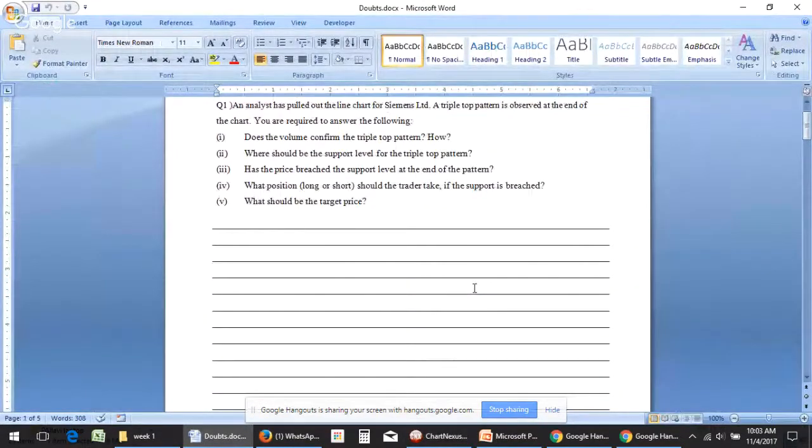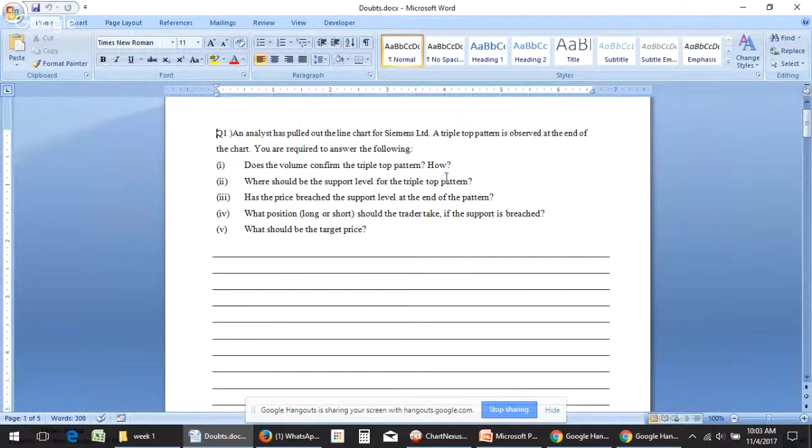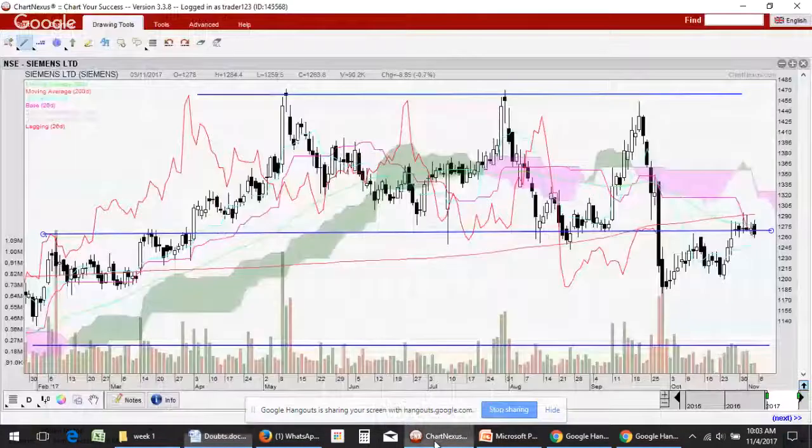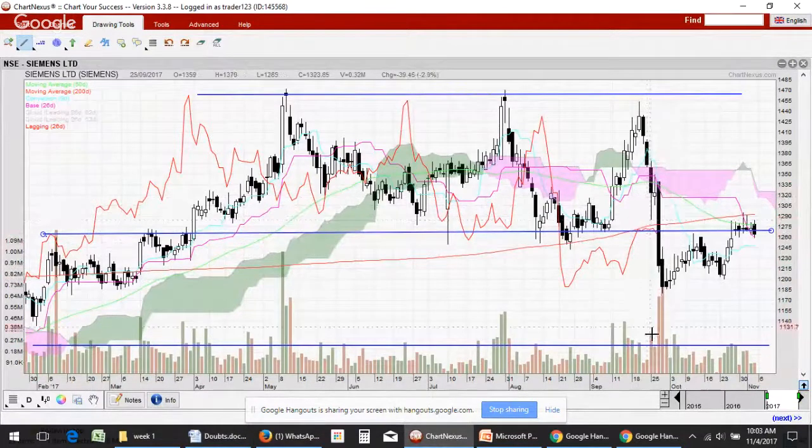The first question is, does the volume confirm the triple top pattern? Looking at this, here's the volume at the bottom, and here's the break of the triple top right here. If you notice the volume, that's pretty huge volume. That's a significant volume compared to the average trading volume. You do have a few days here when volume was high, but this one is pretty exceptional compared to the average volume. So I would say it does confirm the breakout of the triple top pattern.